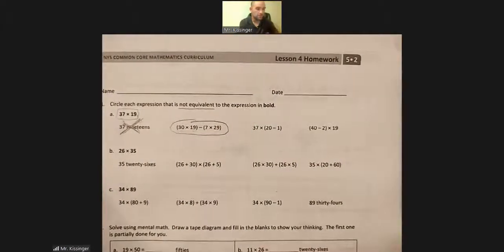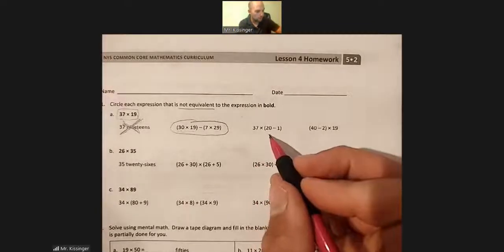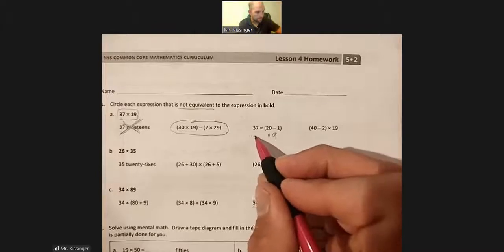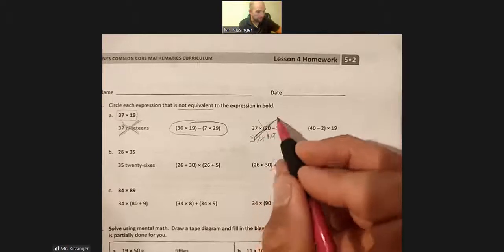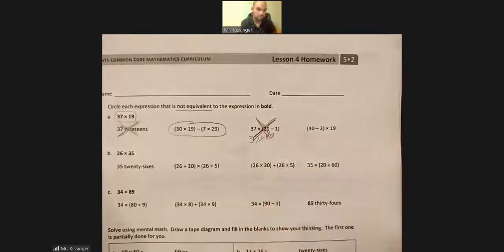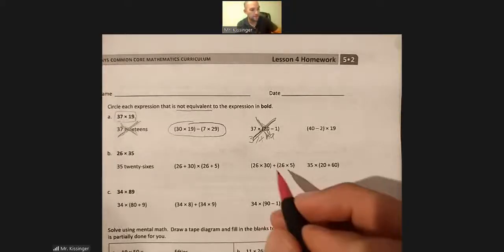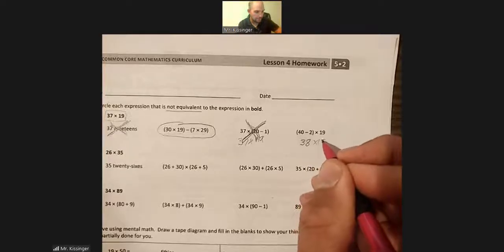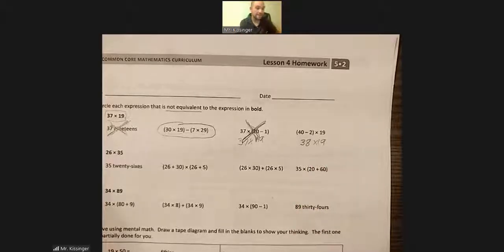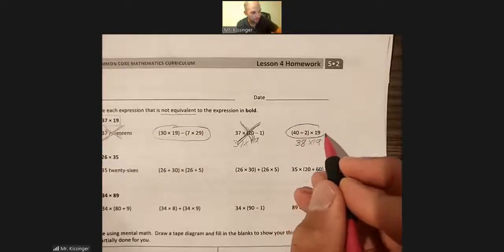The next one says 37 times 20 minus 1. Well, 20 minus 1 is 19. We have 37 times 19. So this one is equivalent. So we're going to cross that one out. Next one says 40 minus 2 times 29, or times 19, excuse me. 40 minus 2 is 38 times 19. 38 times 19 is not equivalent to 37 times 19. So we'll circle that one.